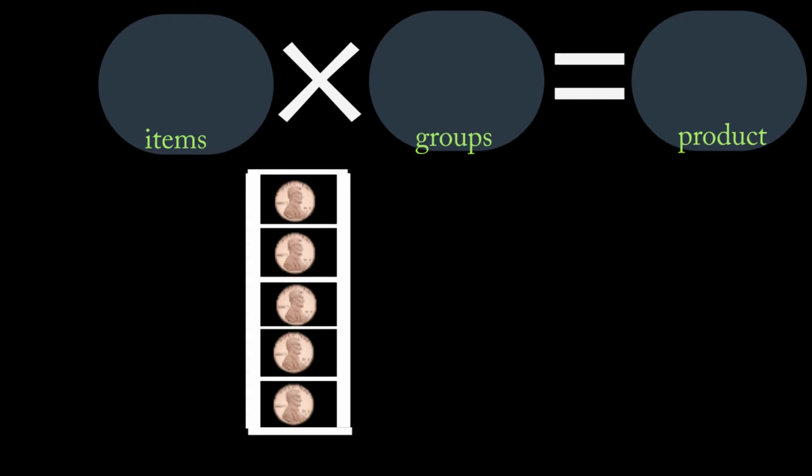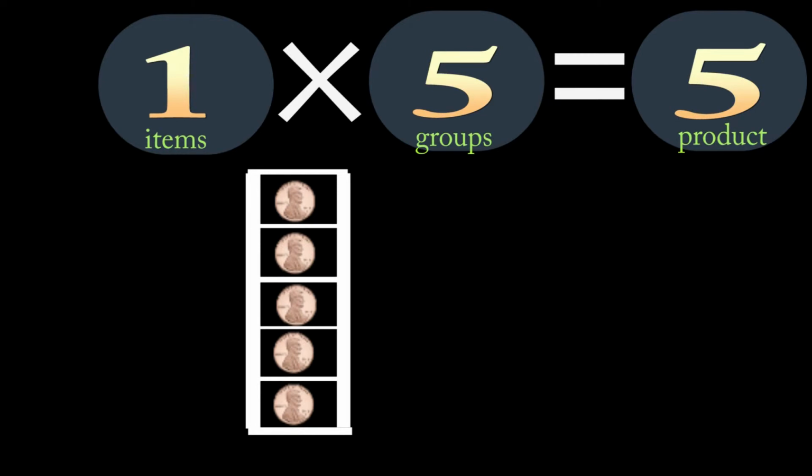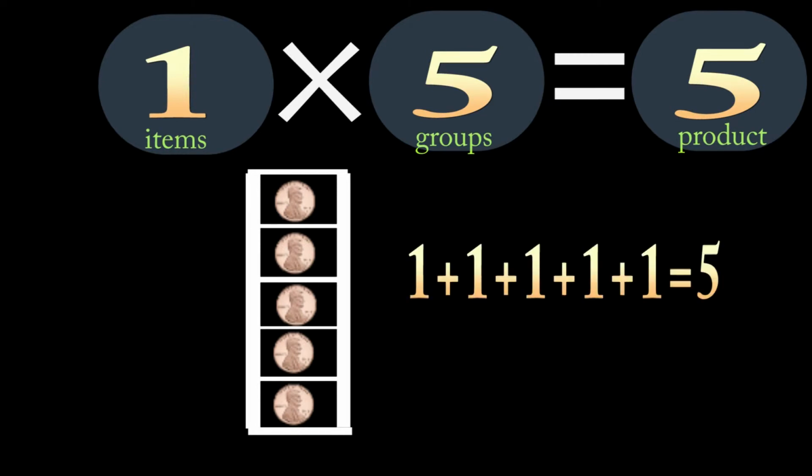You also get the same product if you think of this as 5 groups of 1 item. So 1 item times 5 groups is 5 as well. Or you could think of that as 1 plus 1 plus 1 plus 1 plus 1. You would still get 5 as your product.